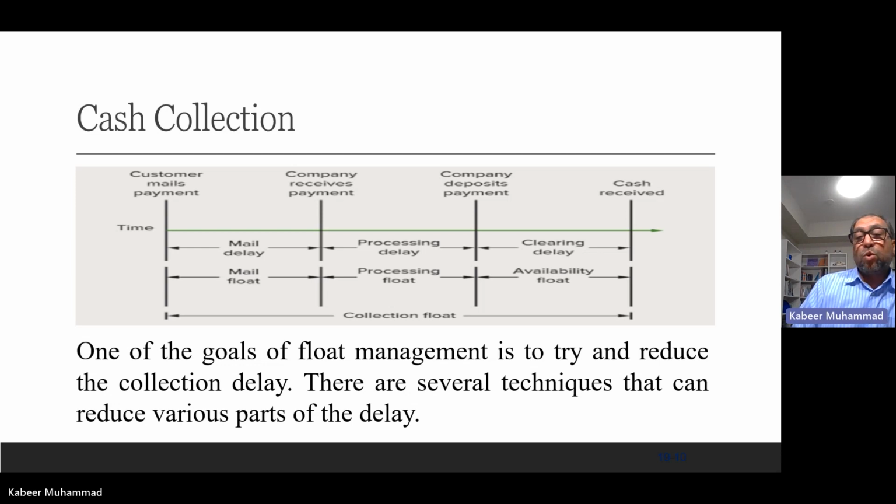This is processing float, and then we have a cash clearing delay, or an availability float. So these are the three floats: mail float, processing float, and availability float. Or we can say that there are three different delays: mail delay, processing delay, and the clearing delay.